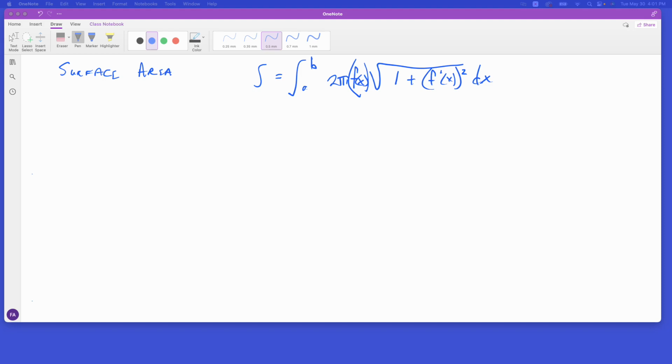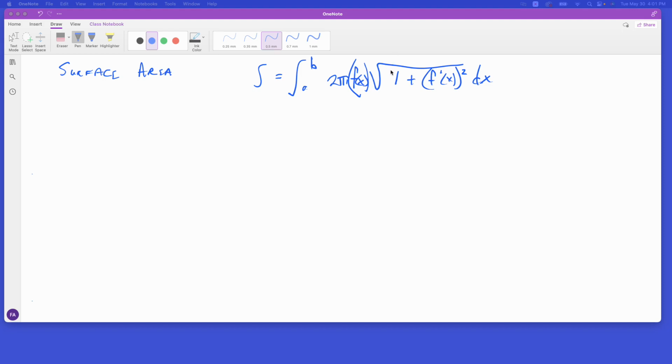This could also work with a function of y, in which case you need to make sure you're dealing with dy instead. So make sure you make the necessary adjustments as you go. It's really just a matter of changing what your variable is and making sure that you've reset your a and b values to be in terms of y rather than x. But like I said, we're going to be working with a function of x here.